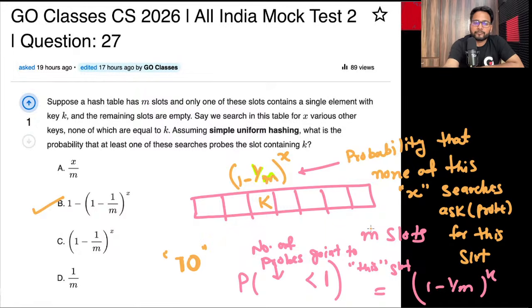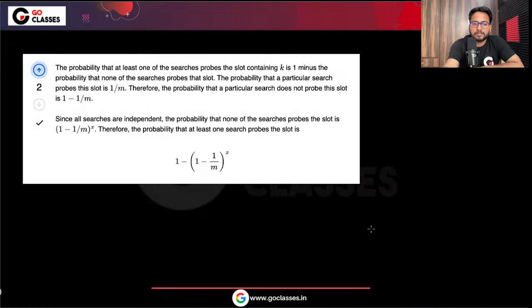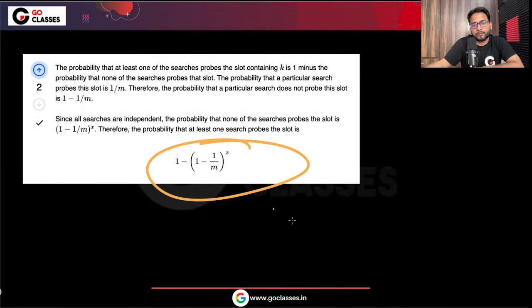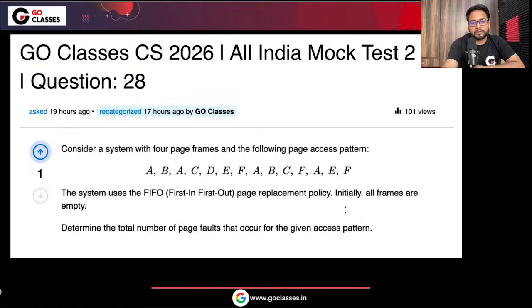Great. So let's see the answer. Yeah, 1 minus 1 upon power x. Okay. Now let's solve other questions also. So let's solve this question.